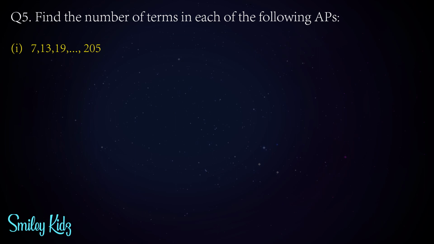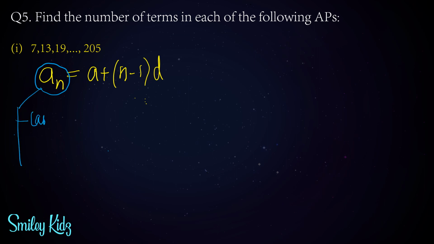Moving ahead, we have: find the number of terms in each of the following APs. Now everyone, I want to make the concept clear. Here we have an is equal to a plus n minus 1 into d. The thing you'll always focus on is that an is basically your last term. It's the general term, or the nth term. It can change its role in any question.